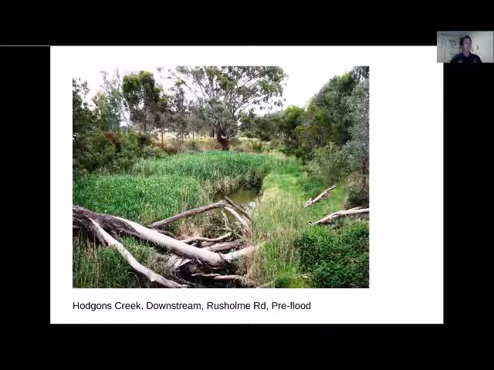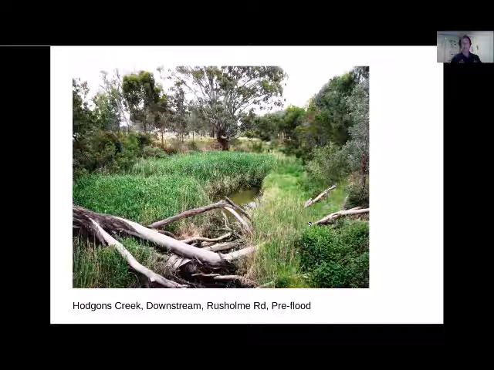Again, healthy system. We've got native vegetation. There's a little bit of willow in there, a little bit of blackberry, but we've got some nice native wood there that's acting as a natural grade control structure. A really healthy system, even though it's got a very limited setback there of probably no more than 10 metres. I mean, average about 5.